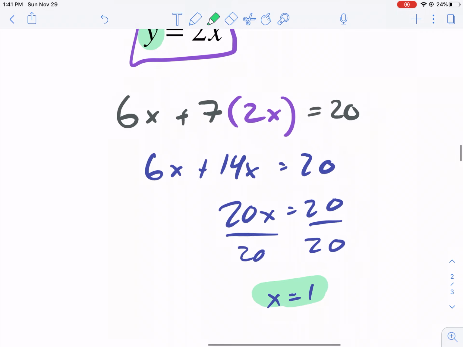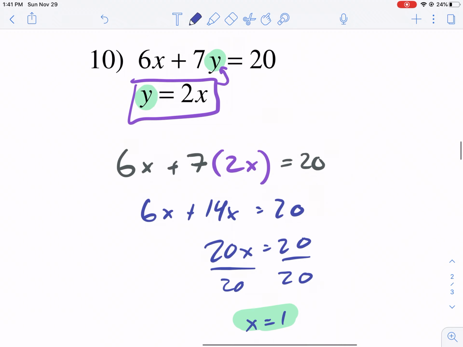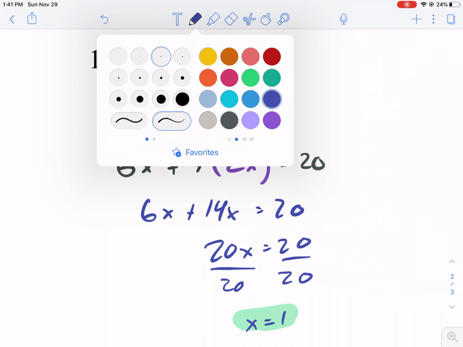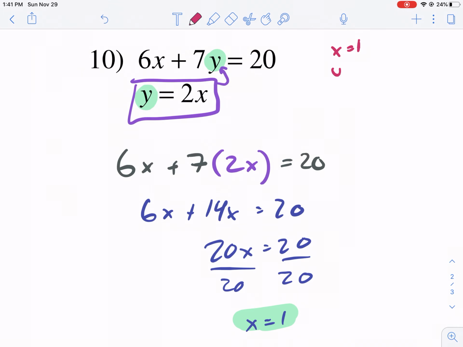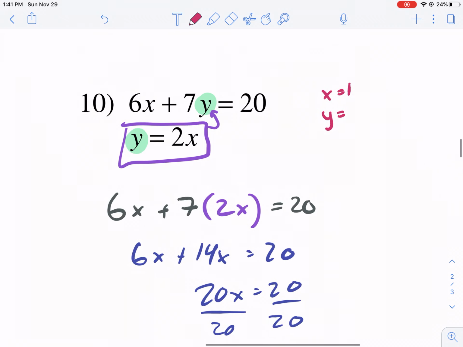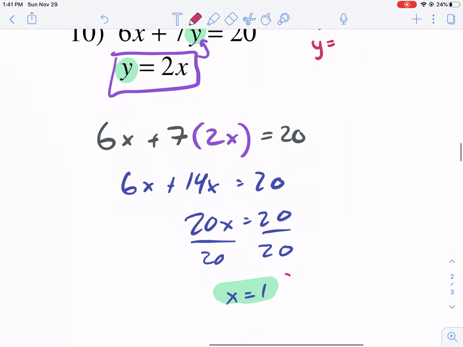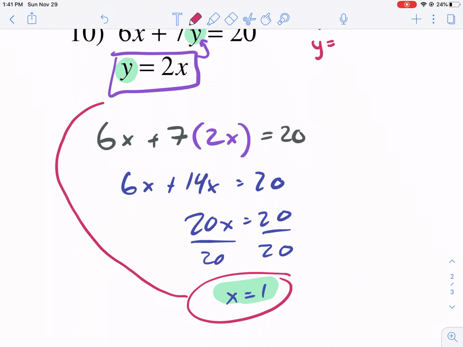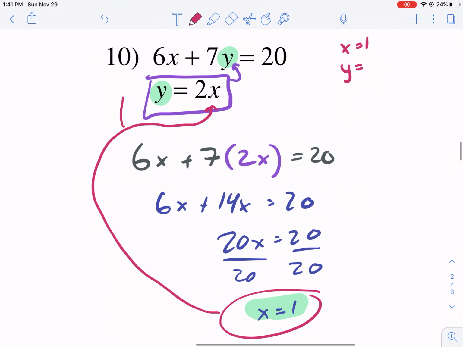Now, I'm not done. I only have one of my values. Remember, you need an x. In this case, I got x equals 1, and now I need a y. So what do I have to do? I have to substitute again. Okay, you always have to substitute again. Oh, you know what I forgot to do? I forgot to show you the other way to do it. Okay, so I'm going to show you how you can plug it into either one of these once you have a value for x or y. So y equals 2 times my value of x is 1, and I get y equals 2. Okay, so y equals 2.